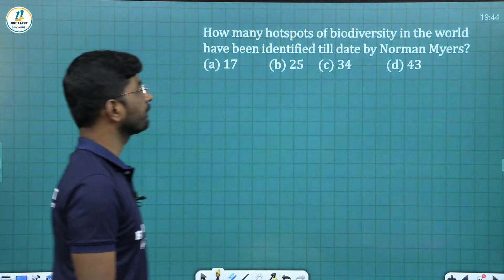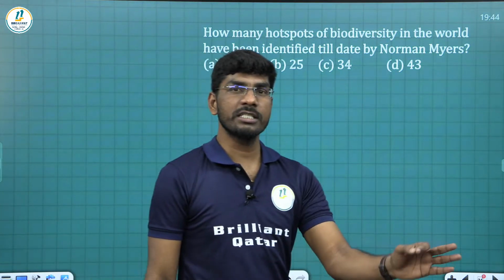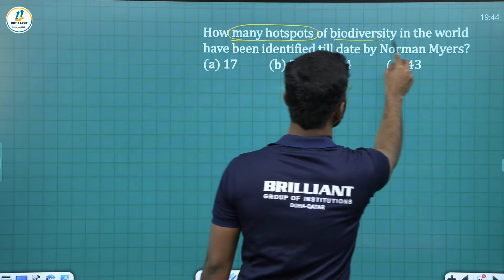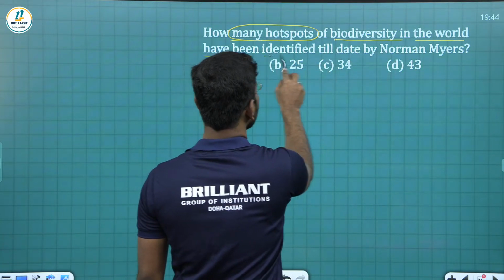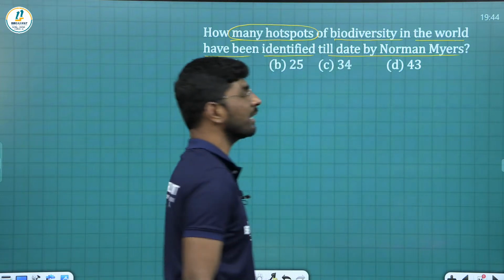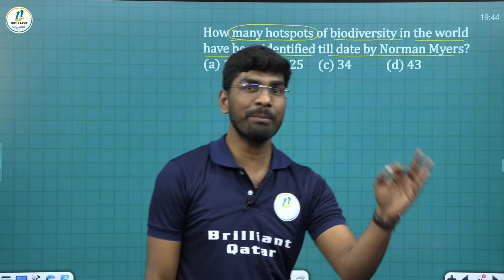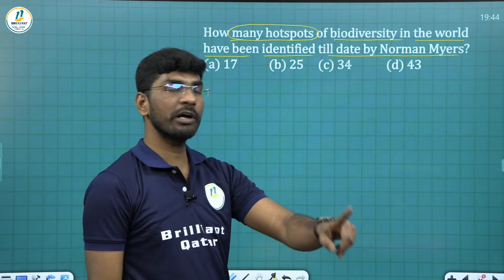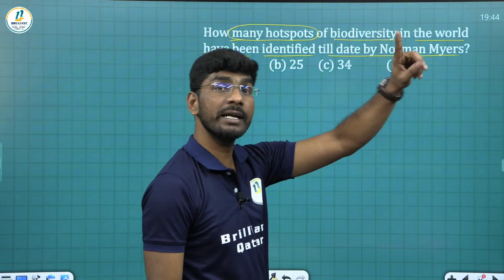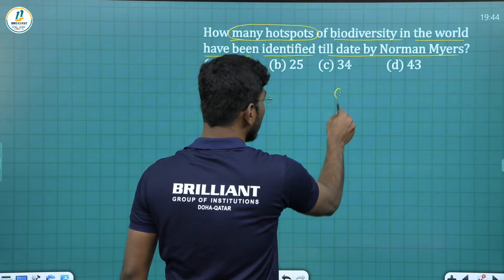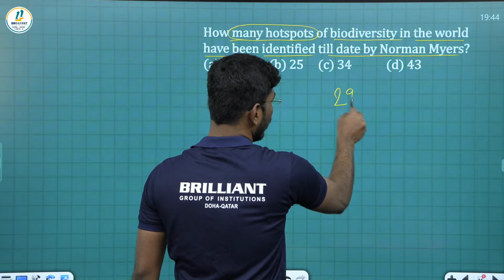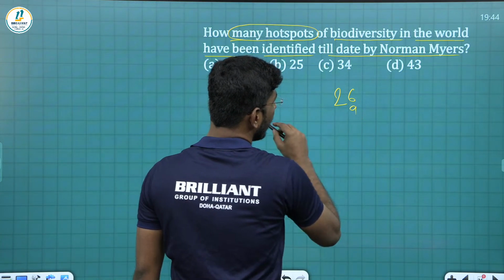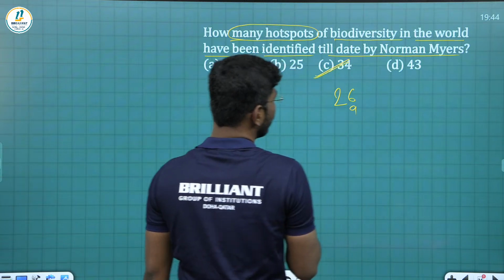What about this? How many hotspots of biodiversity in the world have been identified till date by Norman Myers? How many biodiversity hotspots in the world they are asking, not in India. In India we would have gone with 3, but they're asking in the entire world. So initially 25 or 26, and after that they added 9 more, right? After that they become what, tell me? 34.